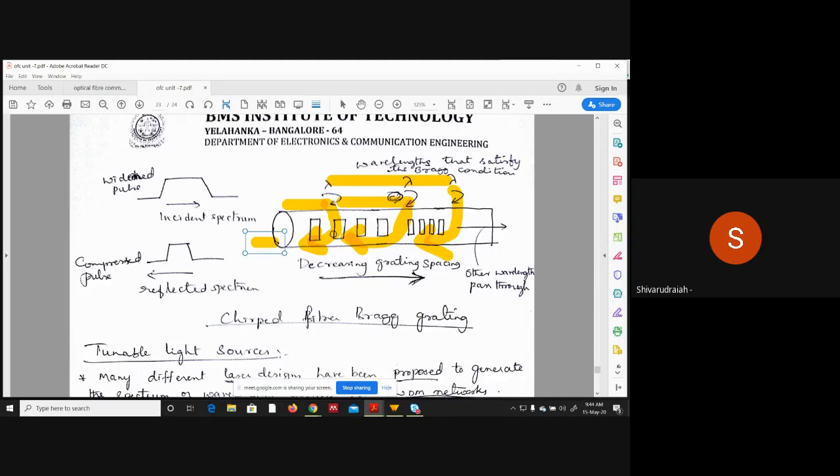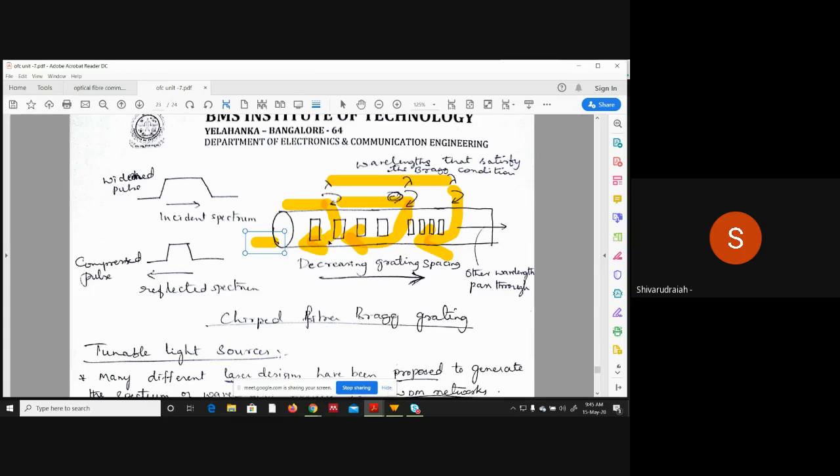So a simple equation: speed is equal to distance by time, or time is equal to distance by speed, right? So all wavelength signals which are reflected at different distances will start arriving at the input or the incident point at different time instances, right?